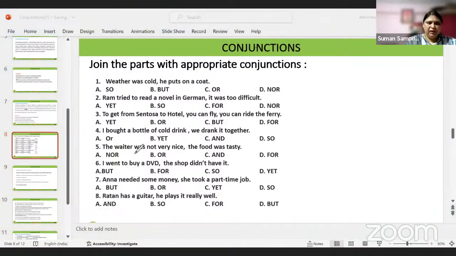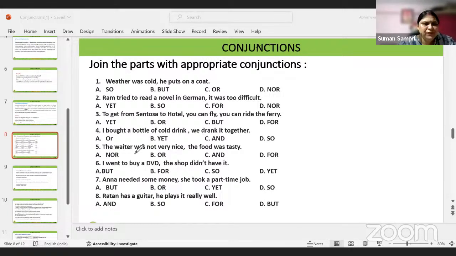So, okay, quickly, just look: you have to join the parts with appropriate conjunctions, and all those 8 questions are on what kind of conjunction? Shanvi has already written an answer. Correlative conjunctions. So, please quickly. The weather was cold, he puts on a coat. Anna, Shanvi, option A. Others? What about Kirtana? Can you read the questions? Yes, I will be reading it.